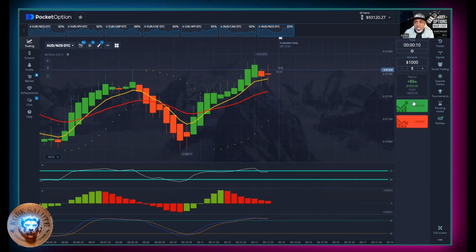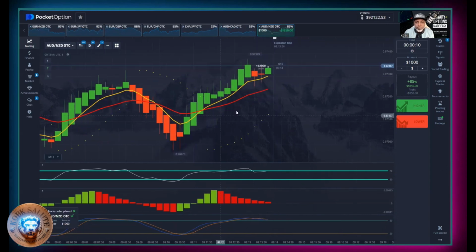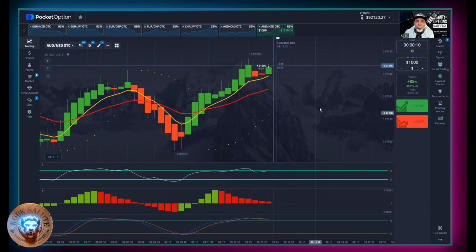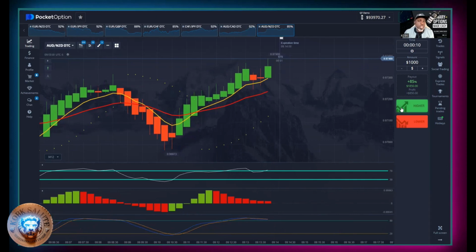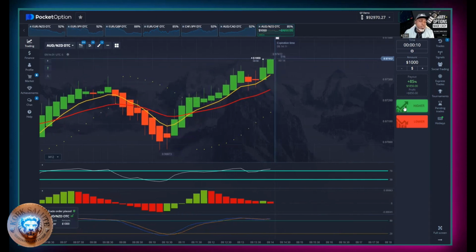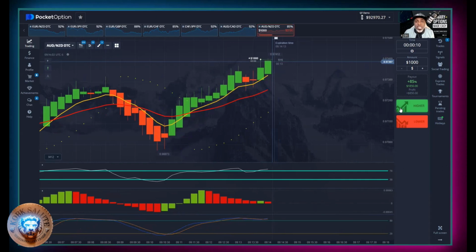And I'm going to take this trade too. I took this trade because we went back green. We got our dot. Let's just see how high we can go. Could it be that AUD and NZD are both just about as strong today? Nah, I don't know. I have no idea. I didn't take that into consideration when looking at this.